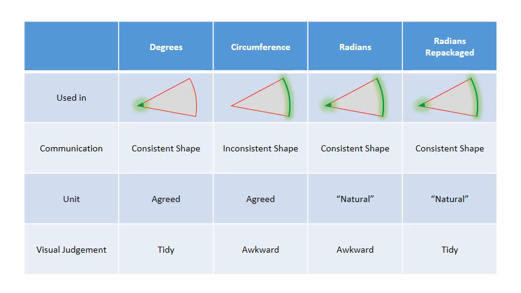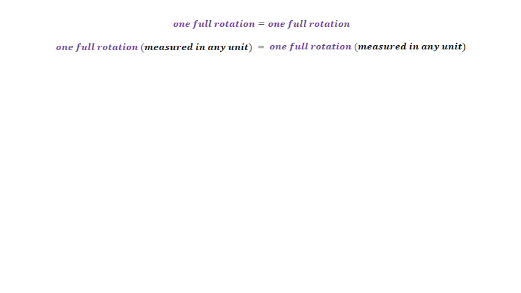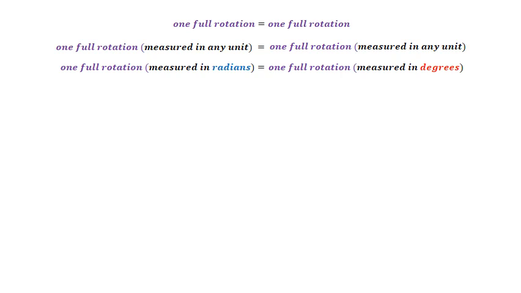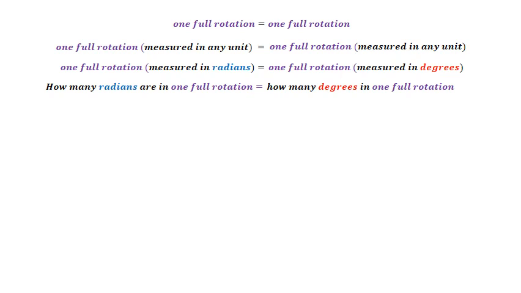As always, start with the most obvious thing that you can say about a circle. One full rotation equals one full rotation. Obvious enough. One full rotation measured in any unit equals one full rotation measured in any unit. One full rotation measured in radians equals one full rotation measured in degrees. This is the same as writing how many radians are in one full rotation on the left, how many degrees are in one full rotation on the right.